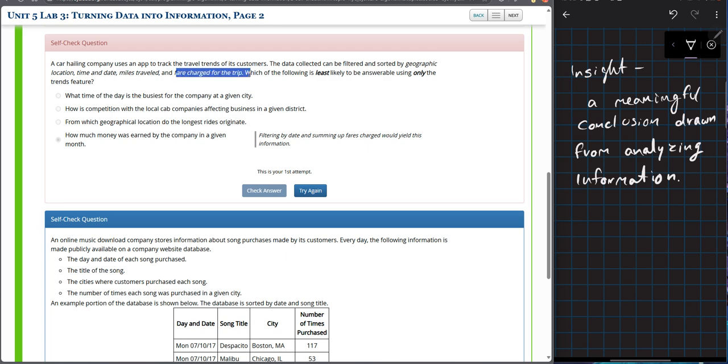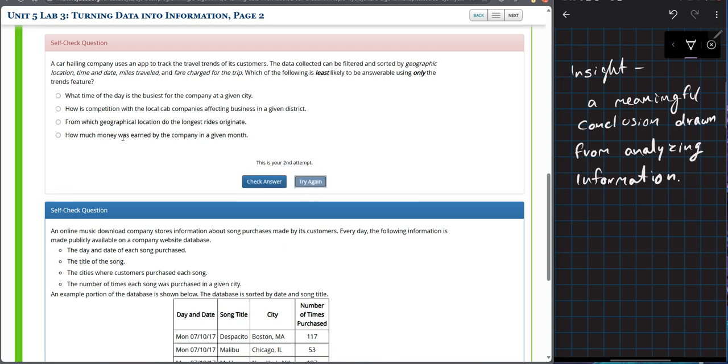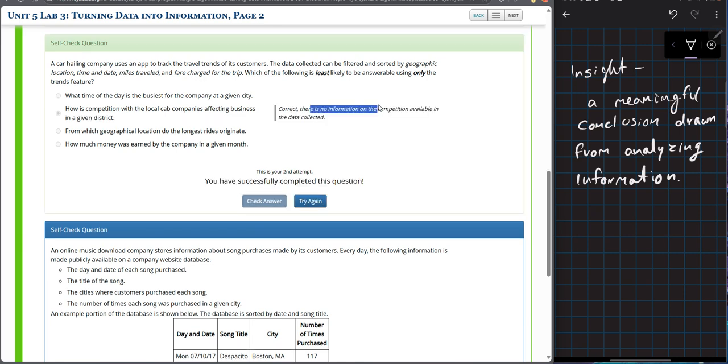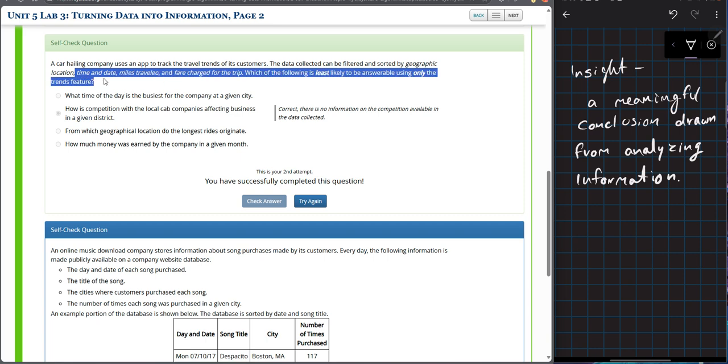So we do know how much they made. They're talking about how much they made throughout the month, so it's not this one. Okay, it's not this one, it's not this one. Last, competition with local cab. What time of day is the busiest? I would say this one because of competition. Let's guess. Yeah, there's no information on the competition. We would be able to figure out the busiest time by looking at time and date and the miles and the location. But we don't know the competition.